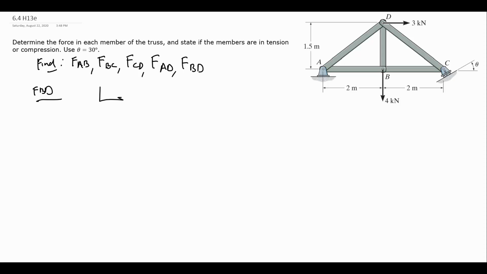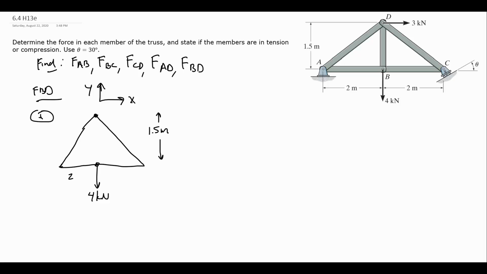So first free body diagram, and they will all follow this XY coordinate system. So free body diagram 1, I will draw the external structure. So I need to include the external forces, and I need the dimensions of everything. We have this applied load of 4 kilonewtons that is 2 meters from A to B and B to C. We have this applied force of 3 kilonewtons. And then we have the supports at A and C.